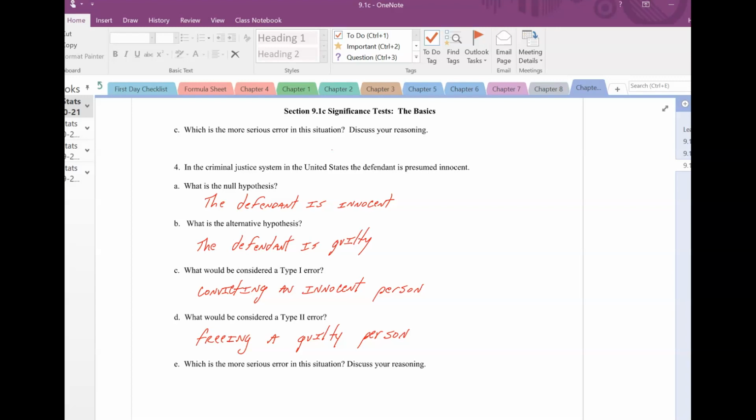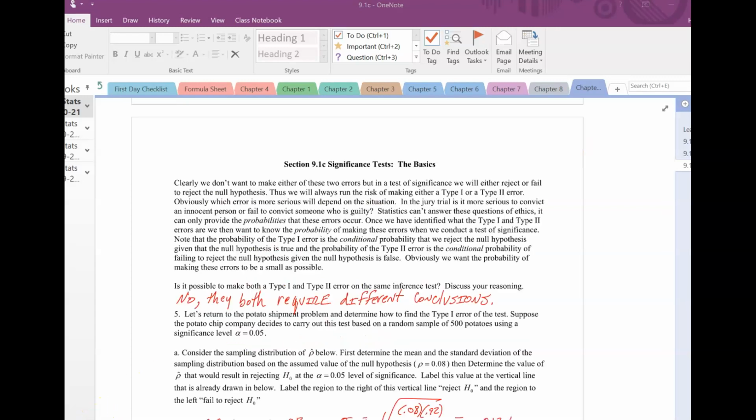What would a type 2 error be? A type 2 error is failing to reject when it is false. So this would be saying, oh, the person is innocent even though they are actually guilty, or freeing a guilty person. Which one of those do you think is more serious? Go ahead and flip to the next page.